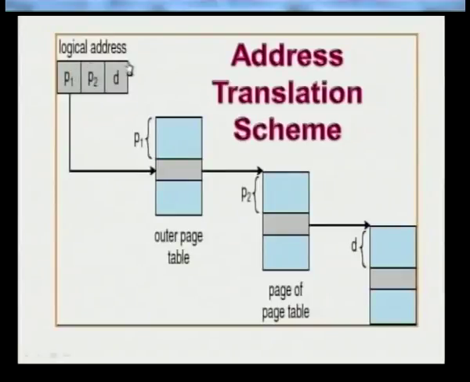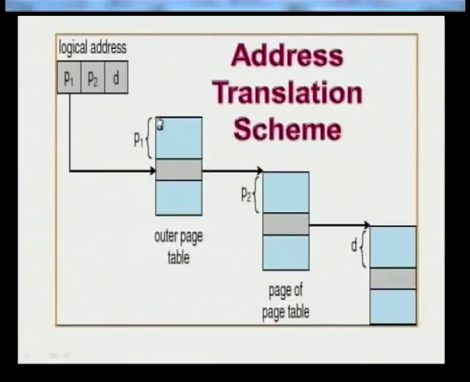As and when the logical address is getting generated by the CPU, the displacement D is kept aside for later use to add with the frame as and when the frame is identified. This P2 is also kept aside. Initially, this P1 is taken and referred to an outer page table.